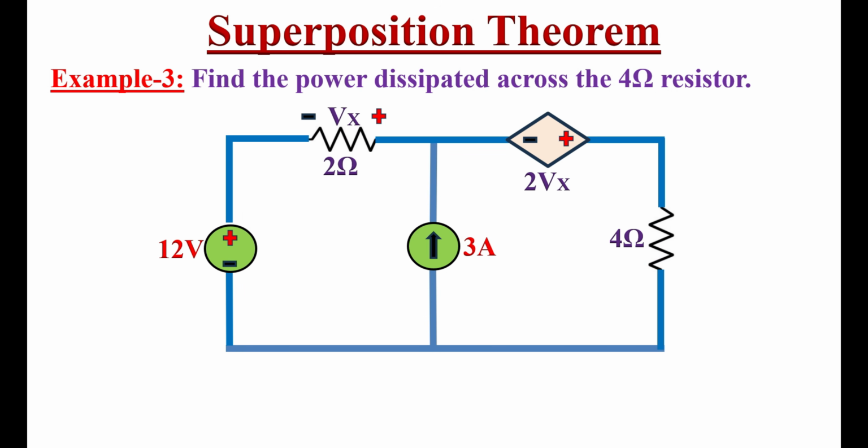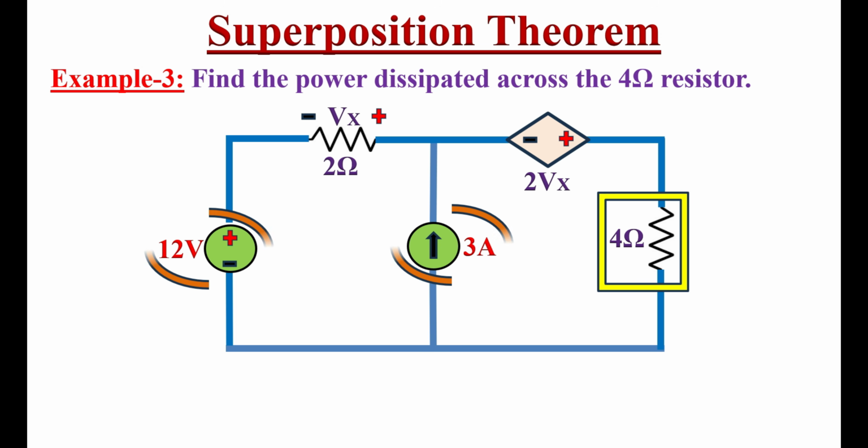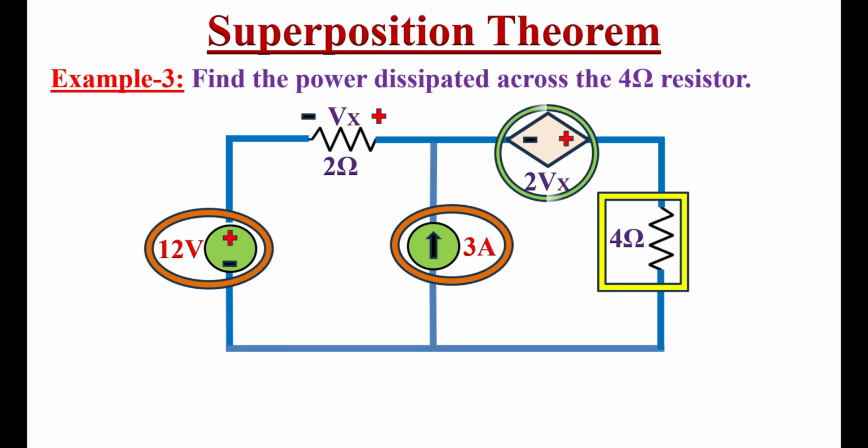We need to find the power dissipated across this 4 ohm resistor. Notice that this circuit contains two independent sources, a 12 volt voltage source and a 3 ampere current source, plus a dependent source 2Vx, which is controlled by the voltage across the 2 ohm resistor.